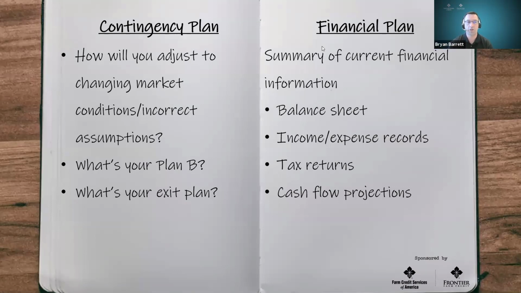if some of those things change? Additionally, the contingency plan should always have a plan B. So what happens if things don't work out as you planned originally? So for example, if you're going to direct market farm to table beef, and there's not as much market for that as you thought, how are you going to adjust to make sure that you're still profitable?